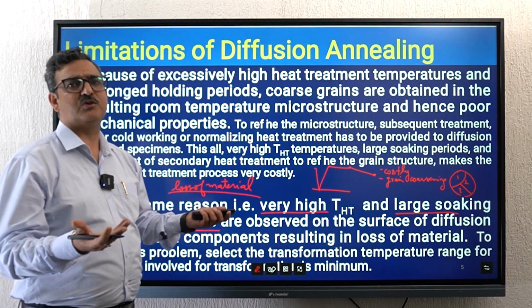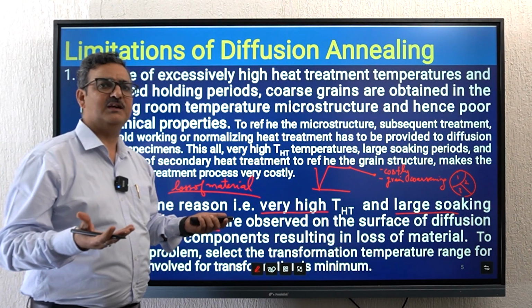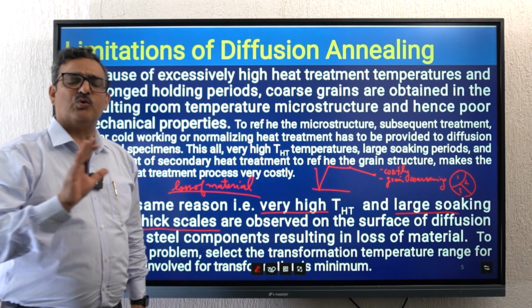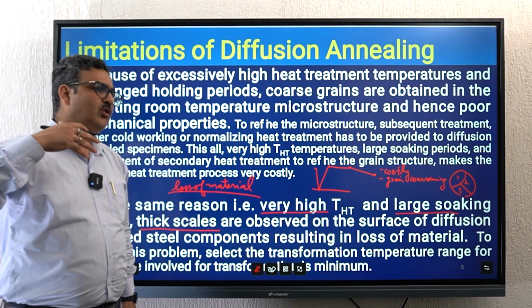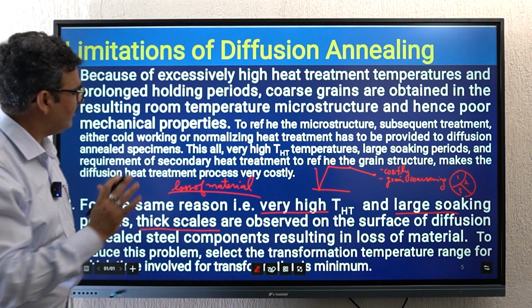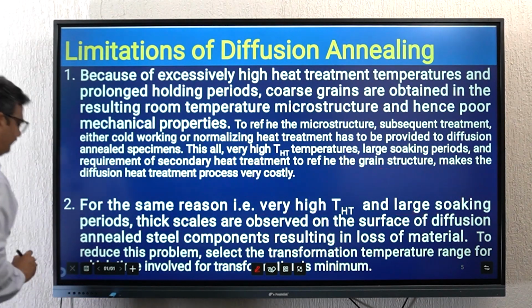You do not have any choice. You cannot scrap the steel material. You will have to restore it by any means. Then diffusion annealing can be given, but don't give it otherwise. Don't do diffusion annealing as a routine exercise, right? Only under very special circumstances can we resort to diffusion annealing.